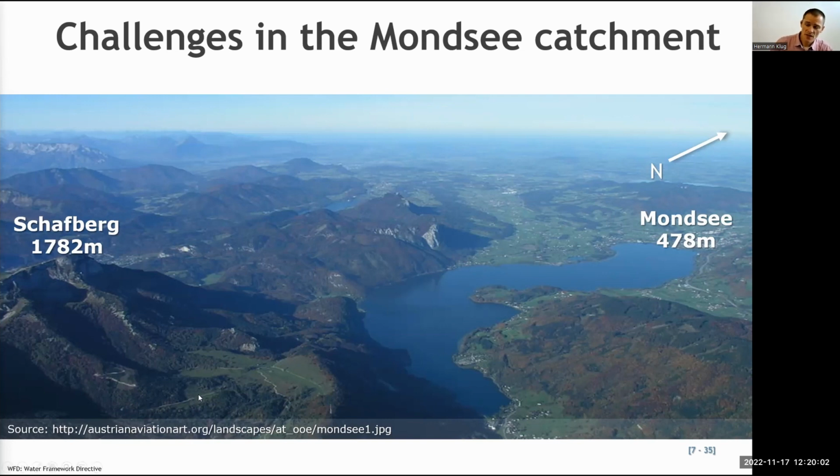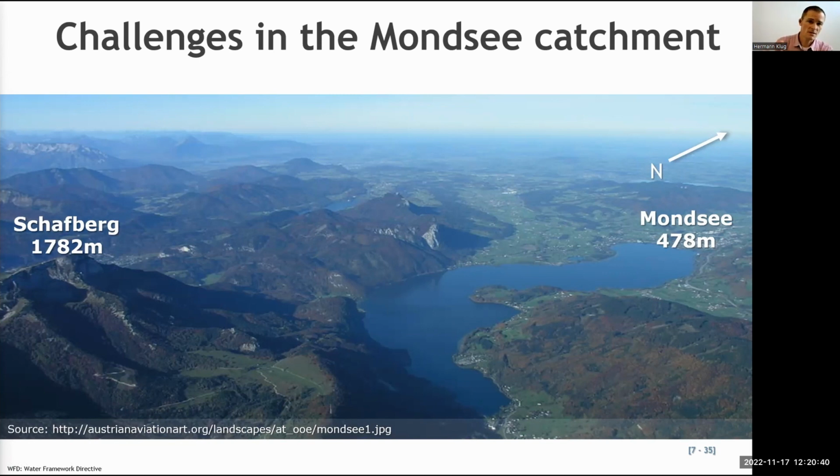So what you can also see here, that we have a very high relief energy potential. So we have the Schafberg, which is the highest mountain summit in our catchment at 1,782 meters, and just 3 kilometers line of sight, the lake level of 478 meters is located. So on 3 kilometers distance, we have sort of 1,300 meters elevation in between.